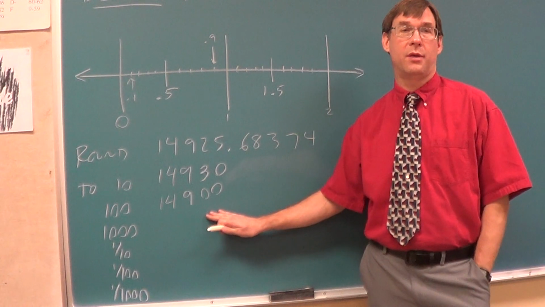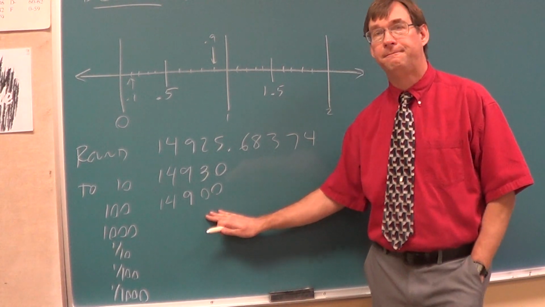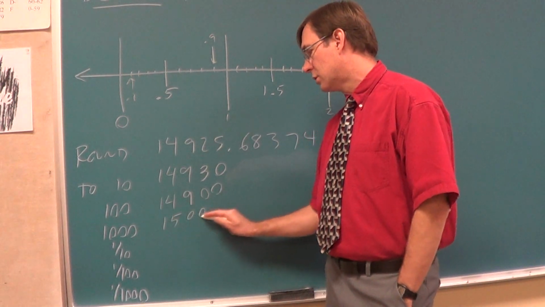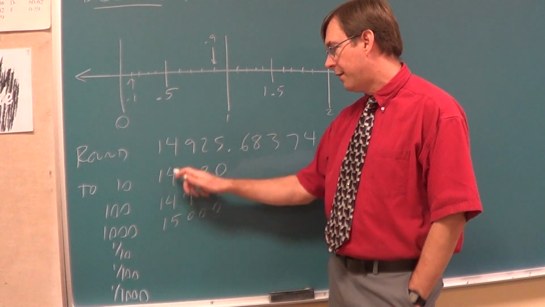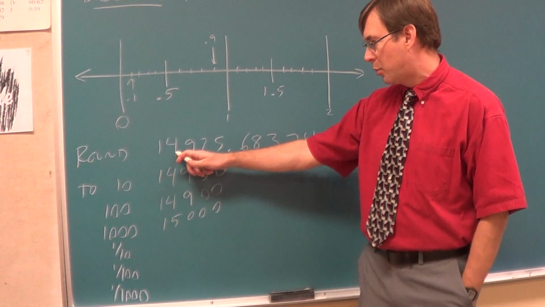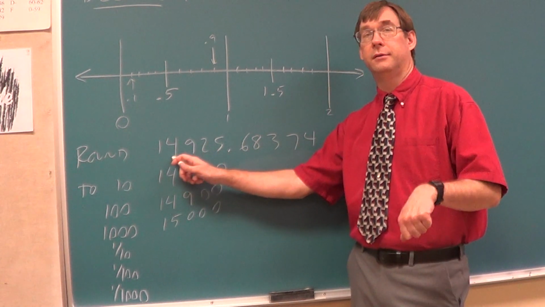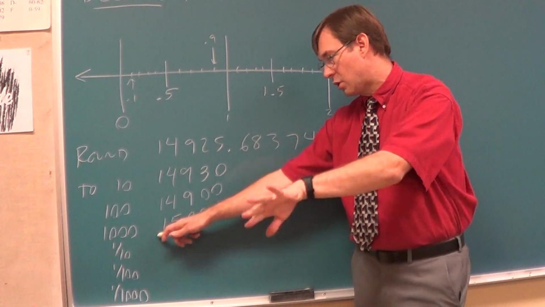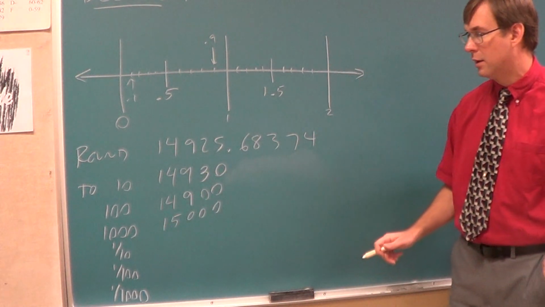1,000, somebody jump in on 1,000? Yep. It would be 15,000. It is 15,000. So the 4 is our place, 9 tells you to go up to 5, copy the beginning, 0 out the end.